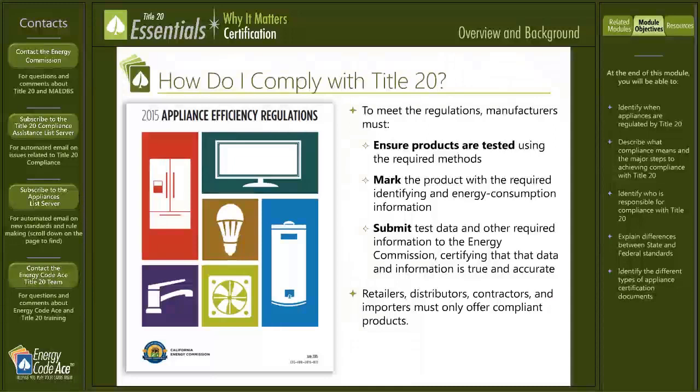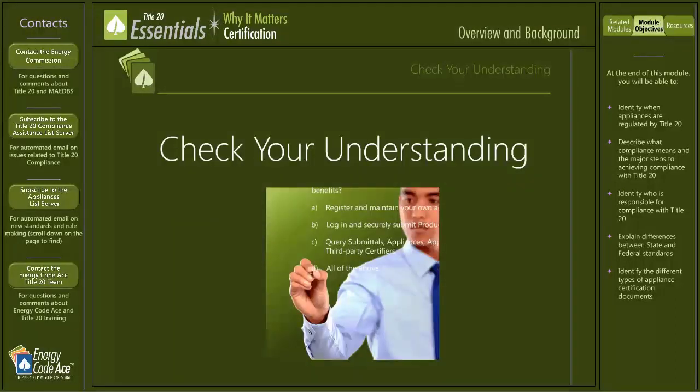In order to meet the regulations, manufacturers must ensure products are tested using the required methods. They mark the product with the required identifying and energy consumption information, and submit test data and other required information to the Energy Commission, certifying that such data and information are true and accurate. However, while manufacturers bear the primary responsibility of ensuring a product is compliant with Title 20, all market actors involved in the sale of a product are responsible for complying with Title 20 as well. So retailers, distributors, contractors, and importers must only offer compliant products.